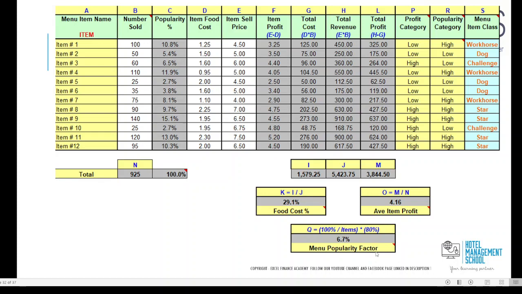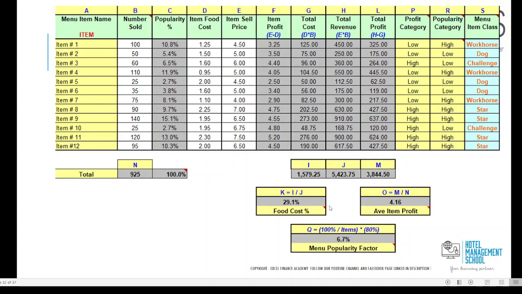You can make it lower, then fewer and fewer items are going to be included in the popularity index. So every item is going to be high or low when you compare it with the 6.7%. And then you take the average profitability of the item. The average profitability here is 4.16, which is calculated by total profitability divided by the number of items, right?